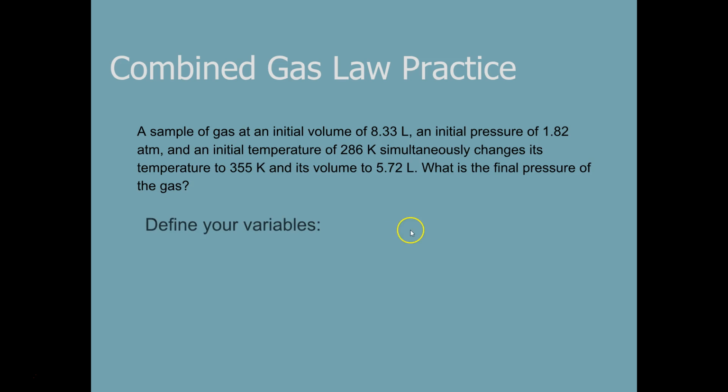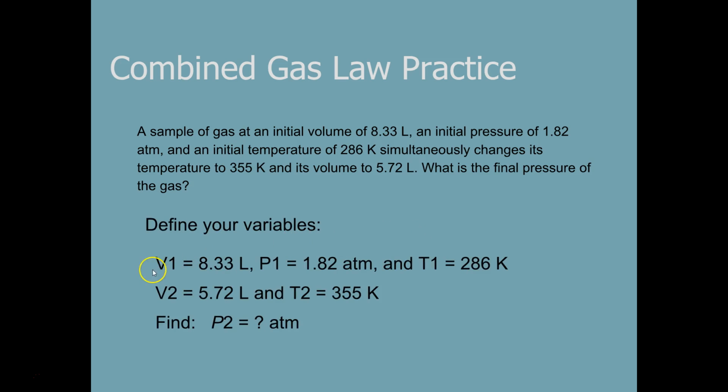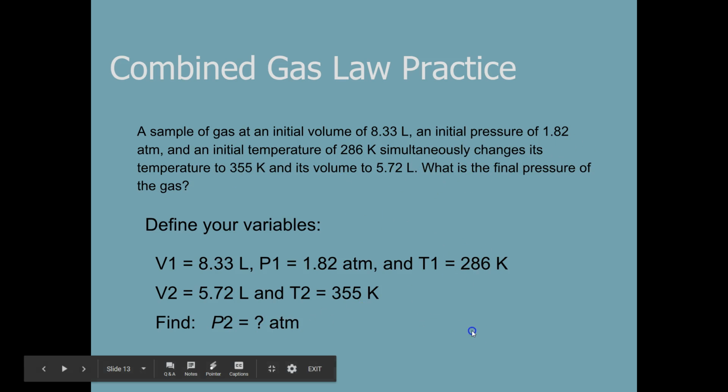Again, first thing we need to do is go through and define our variables. We know our initial volume is 8.33 liters. Our initial pressure was 1.82 atmospheres. Our initial temperature was 286 Kelvin. Our second volume was 5.72 liters. So we can see the volume is going down and the temperature on that system increased. What's the final pressure on this gas? We want to solve for P2.